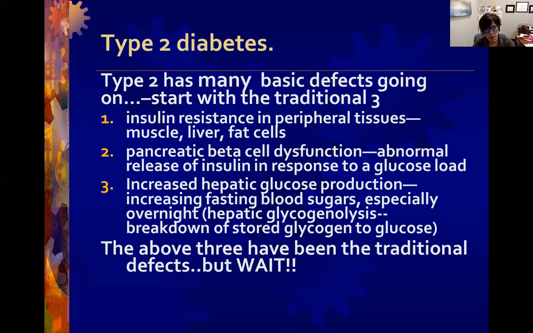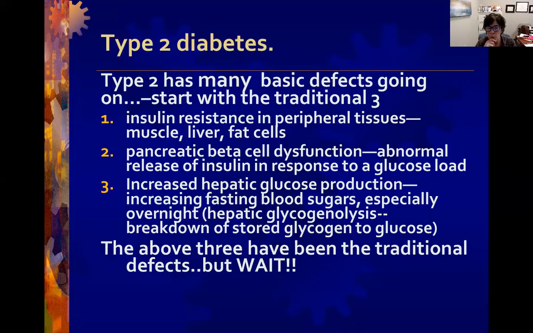The pancreatic beta cell dysfunction, so there's either an abnormal release of insulin in response to the glucose load, or there's not enough coming out at all. So basically the beta cells, after a while, start to get tired and they're not producing the amount of insulin that they should. There's also an increased hepatic glucose production. So remember I told you last year, I don't know if you remember, that your liver actually stores glucose. So in all of us, our liver stores glucose.